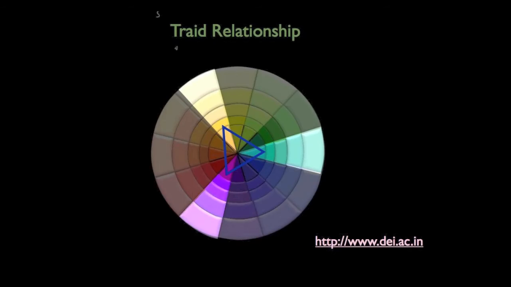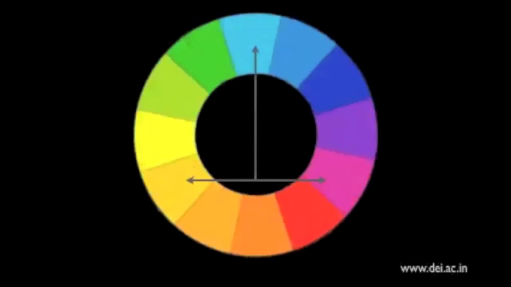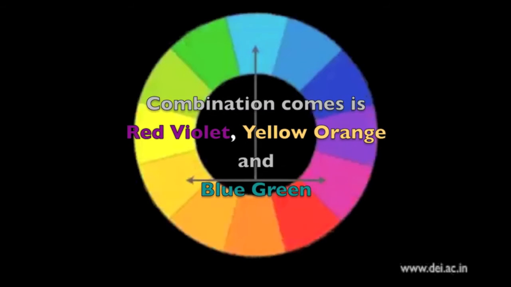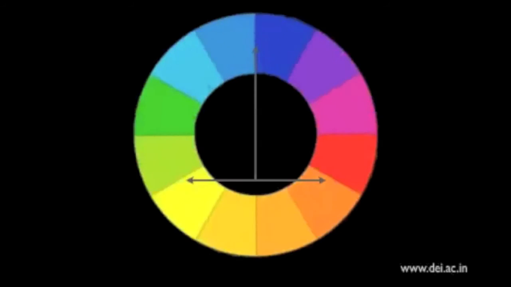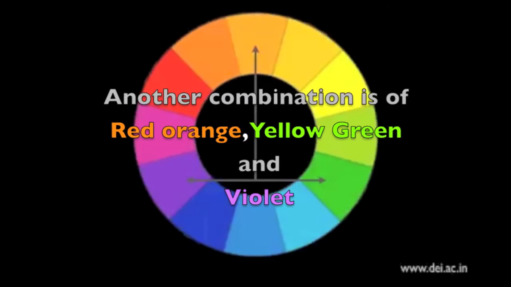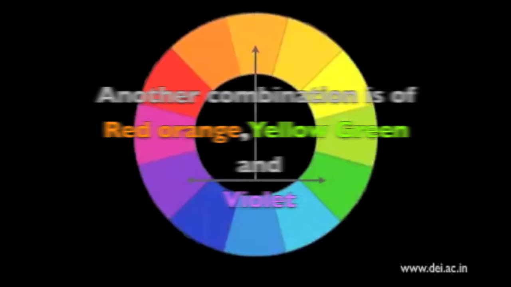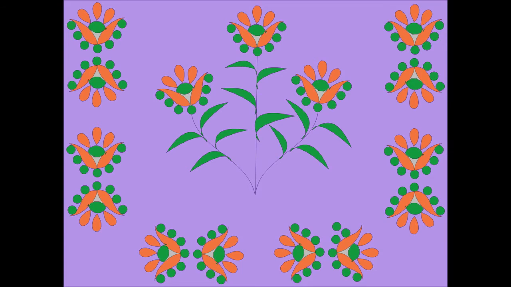Triad relationship: three hues equally positioned on a color wheel are known as the triad color relationship. Using color. The ability to use colors effectively is difficult to learn and comes with lots of experience and a good eye. The advice is simple.